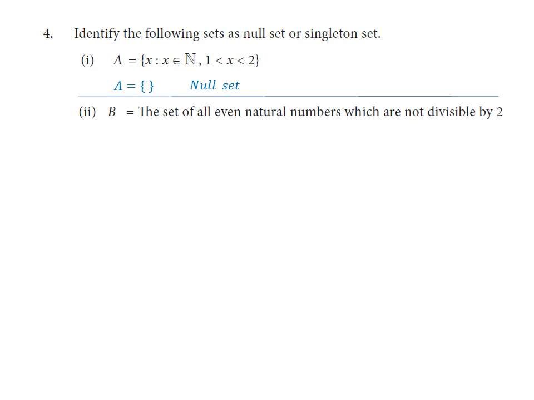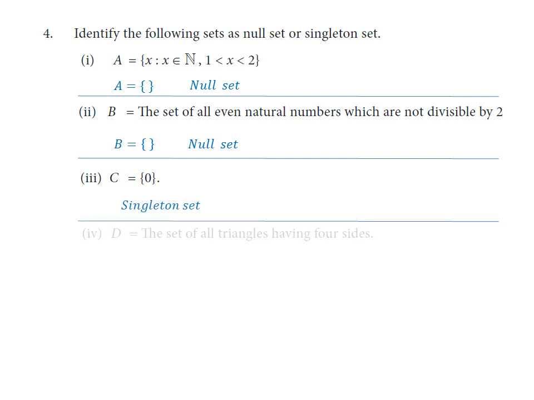B, the set of all even natural numbers which are not divisible by 2. We know even numbers are divisible by 2. They are saying which are not divisible by 2. We don't have any number like that. So, B is an empty set. We can write null set. C is equal to the given {0}. 0 is the element of C. So, it has only one element. We can write singleton set.